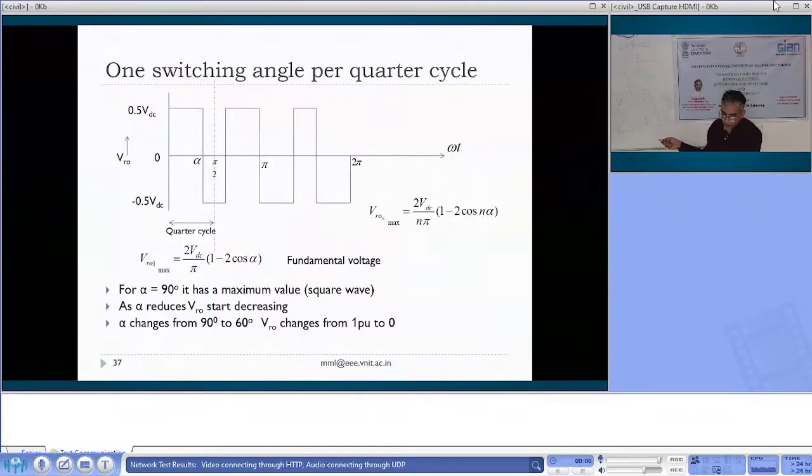So alpha, you can vary it. If alpha is 90, it is just like a square waveform. If alpha changes from 90 to 60, VRO changes from 1 to 0. So for 90 it is 1 per unit and for 60 it is 0. So you can change your fundamental from 0 to 1 per unit.